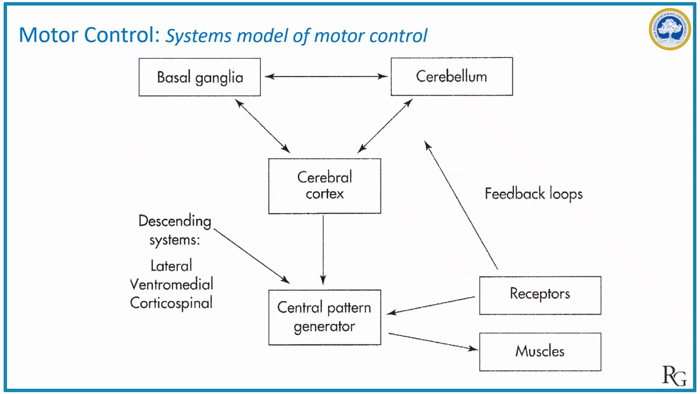So the systems model of motor control views movement as a result of interaction between multiple neural networks and brain centers working together. These networks can represent specific regions such as the cerebellum and basal ganglia, or they involve smaller interacting neuronal clusters located within a single structure. So, for example, within the basal ganglia itself.